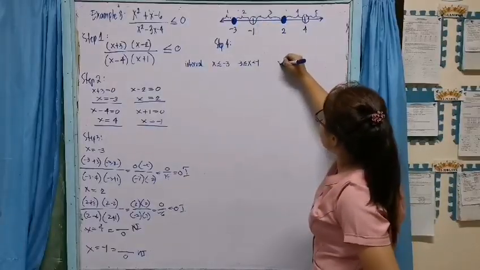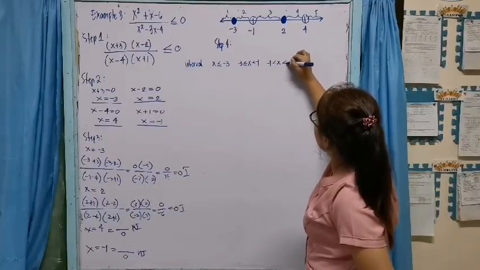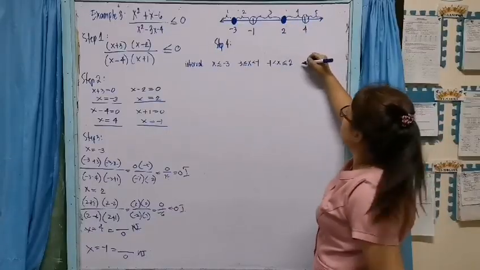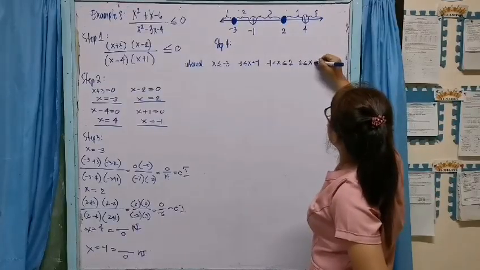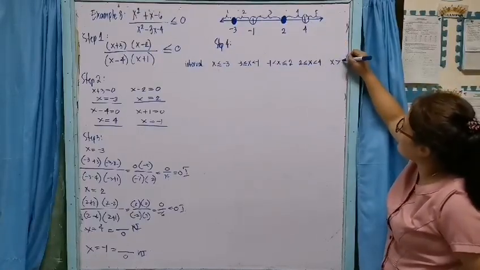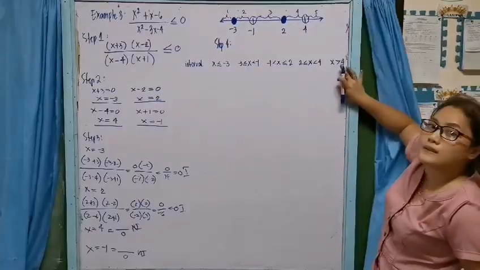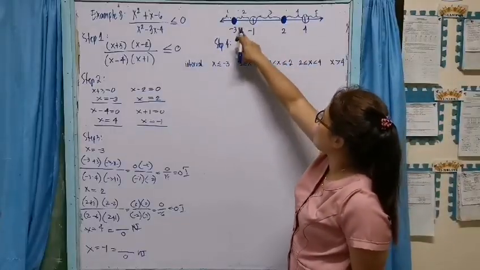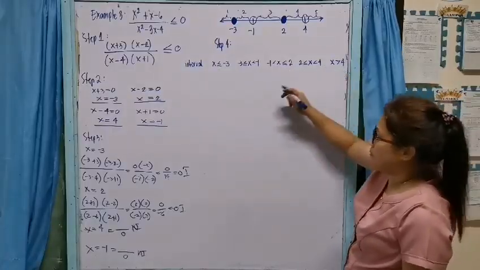The third one is x is greater than negative 1, less than or equal to 2. Equal because 2 is included. Next is x is greater than or equal to 2 but less than 4. Not included, so no equal. And then the last one is x is greater than 4. So we have 1, 2, 3, 4, and 5 intervals.